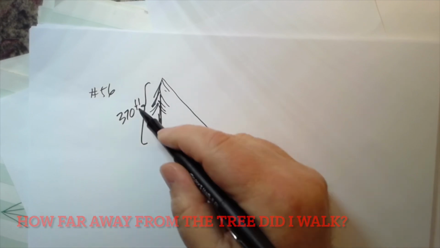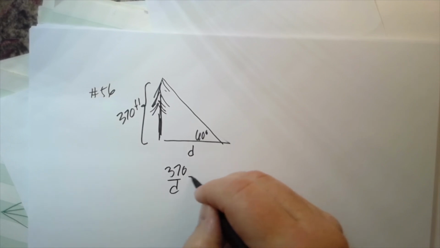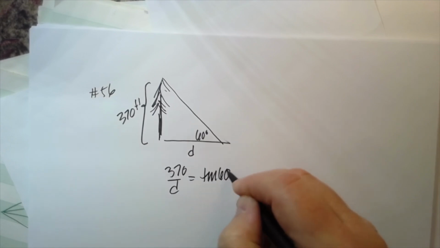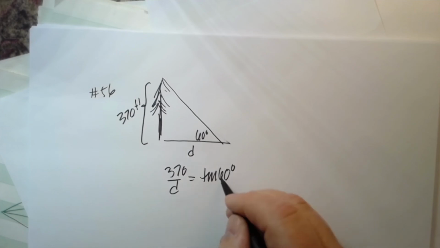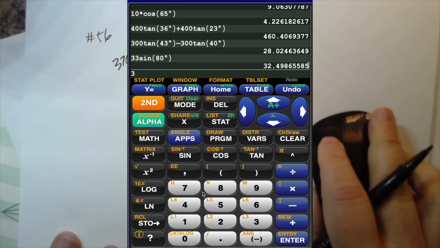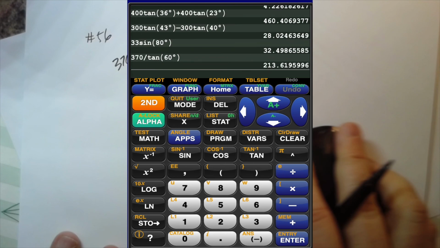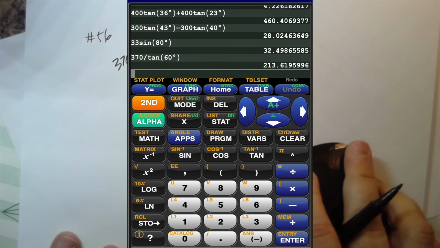So this is just opposite over adjacent. 370 over d is equal to the tangent of 60 degrees. So these could just swap, and you get d is equal to 370 divided by the tangent of 60 degrees. And we get 213.6 feet.